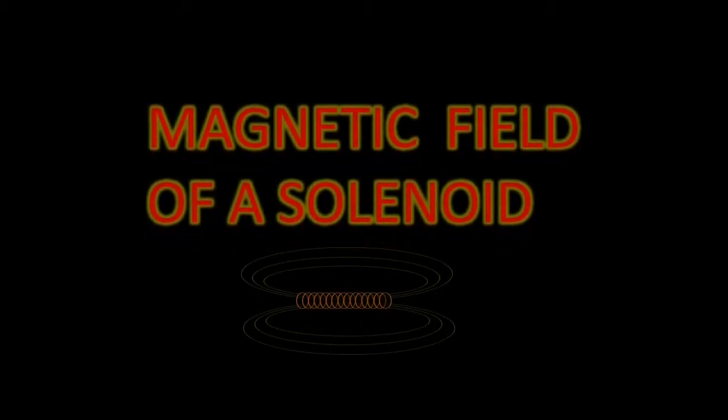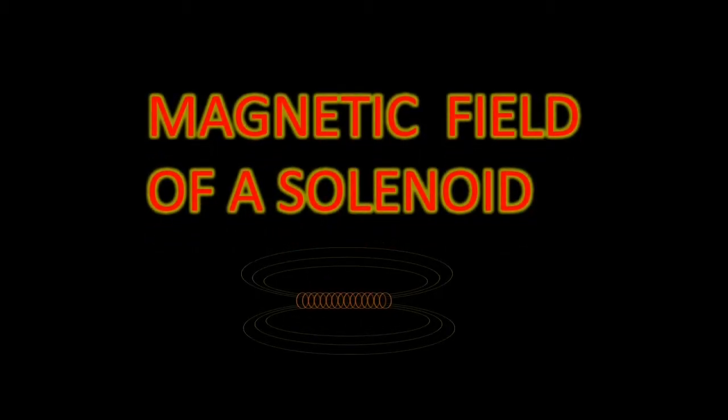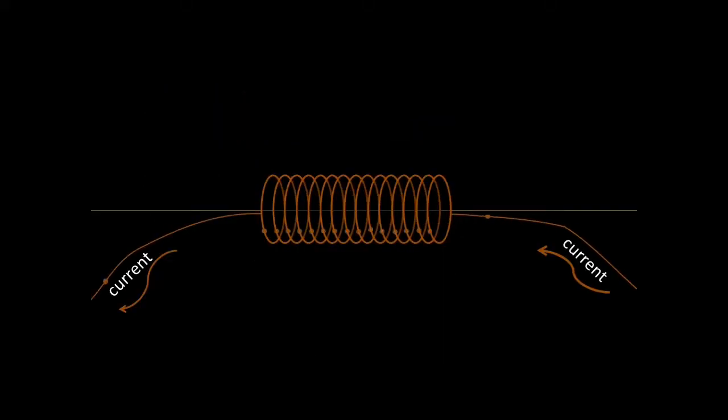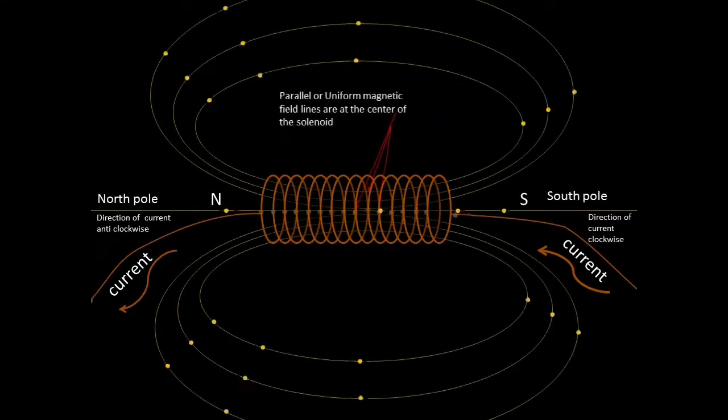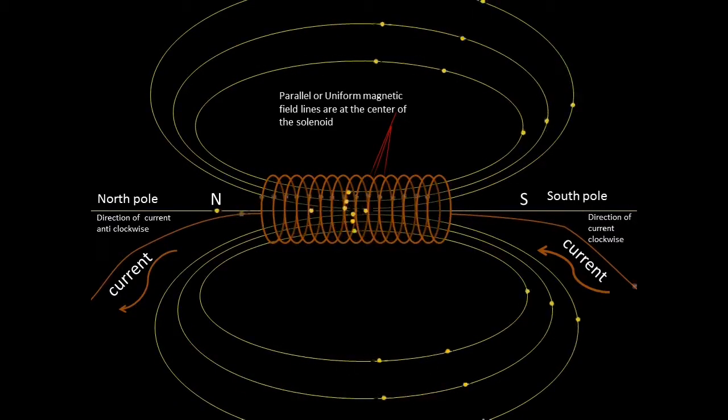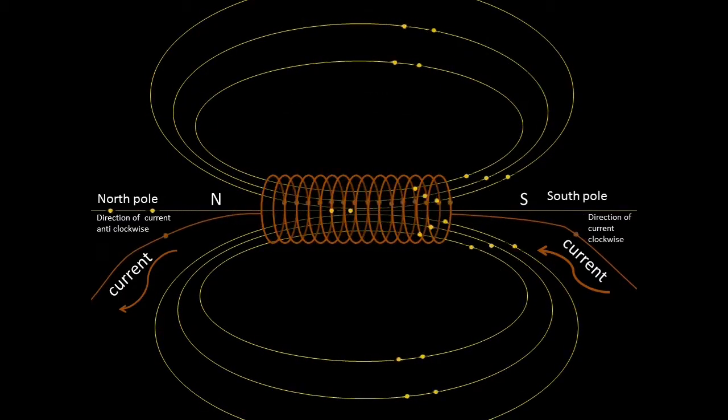This is a solenoid animation, my children, the magnetic field of a solenoid. A coil of a number of turns we call a solenoid. If we send current, magnetic fields are produced like this. Inside the solenoid the field goes from south pole to north pole, and outside from north to south, my children. If we send current clockwise, we get south; anti-clockwise, we get north.